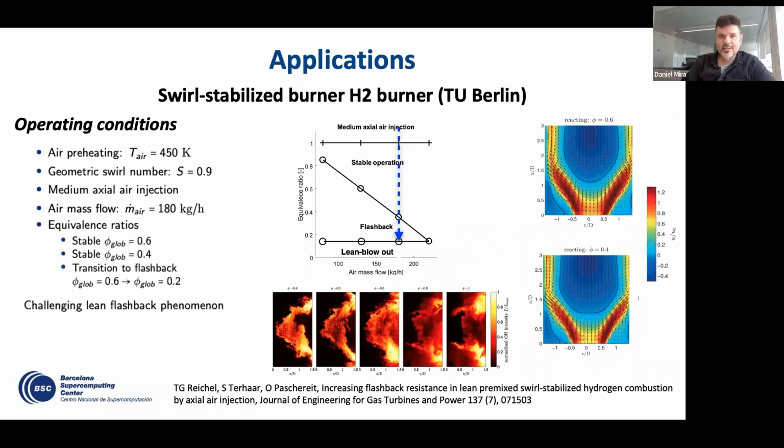What is interesting about this burner can be seen on the stability map that I have put in the middle of the slide. If we move along the blue arrow, the burner operates stable in the region from stoichiometric conditions down to equivalence ratio 0.4, where we enter into the flashback condition. So this burner exhibits flashback phenomena at low equivalence ratio. After further reduction of the fuel, we move to the lean blowout limit. So at the end, we have this region where flashback is produced that has been investigated experimentally by Thoralf and Paschereit at TU Berlin. And we also wanted to perform some simulations, to see if we could provide some further understanding of this mechanism.